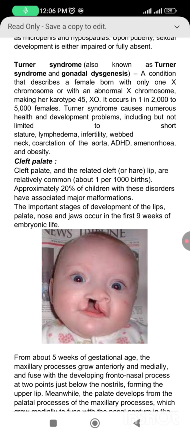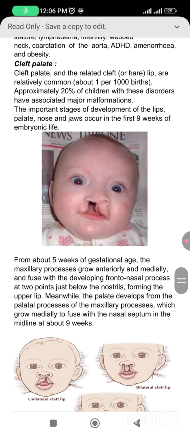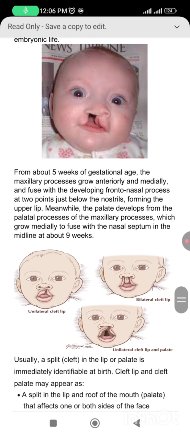From about 5 weeks of gestational age, the maxillary processes grow anteriorly and medially and fuse with the developing frontonasal process at 2 points just below the nostrils, forming the upper lip. Meanwhile, the palate develops from the palatal processes of the maxillary processes, which grow medially to fuse with the nasal septum in the midline at about 9 weeks.